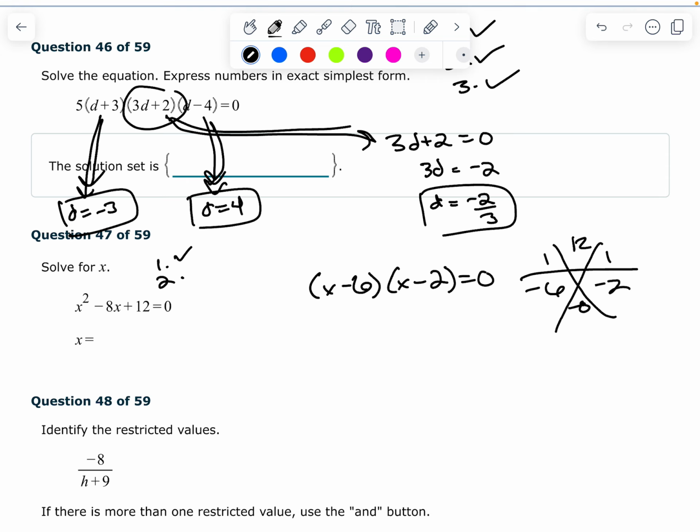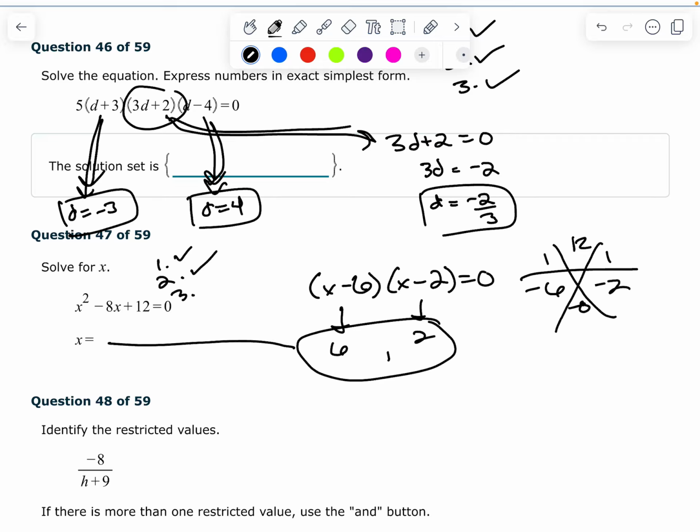So now it's factored. Step 3, set the factors equal to 0. X would equal 6 and 2. That's our answers.